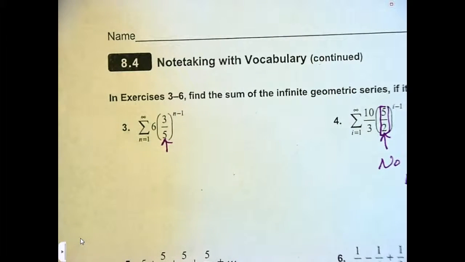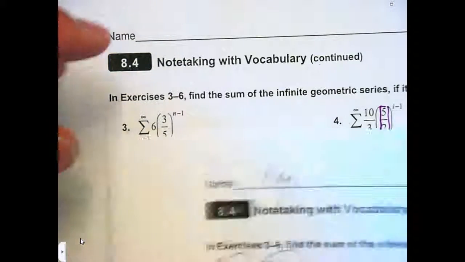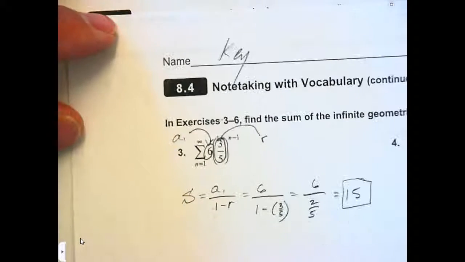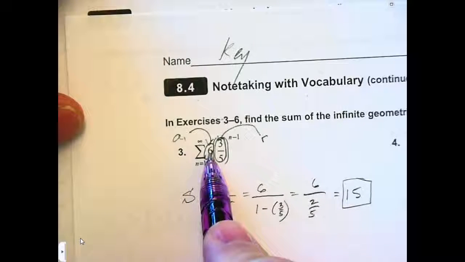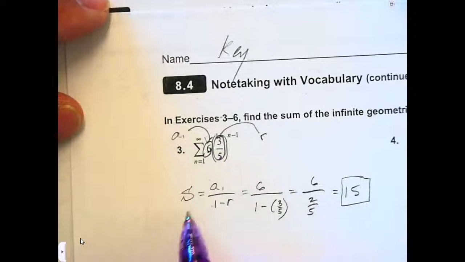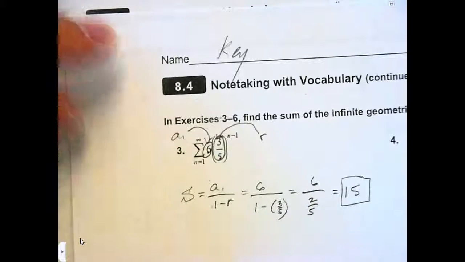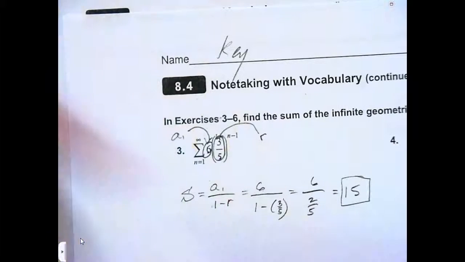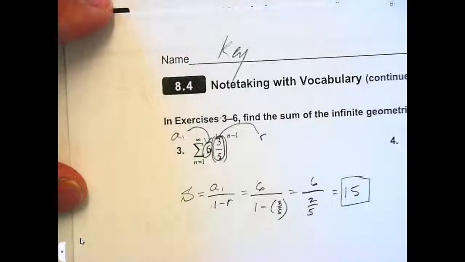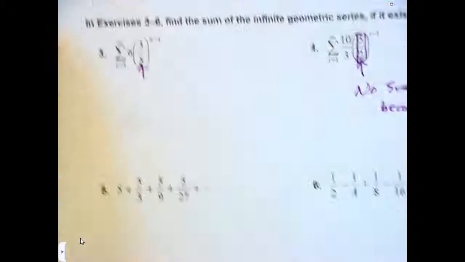What did you end up with? 15, yeah. There's our formula. Here's a sub 1. Here's r. You plug those pieces in. 6 over 1 minus 3/5, so that's 6 divided by 2/5, or 15. Okay.